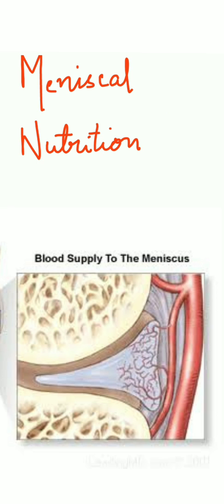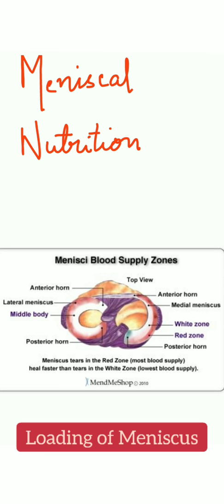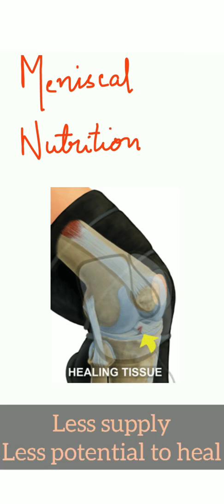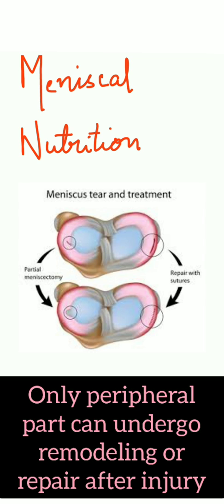The central portion depends on the diffusion of synovial fluid. It happens by loading of the meniscus either by weight bearing or by muscular contraction. Due to this, prolonged immobilization can cut off supply to the central portion. And the avascular nature of the central portion makes it difficult to heal after injury. Only the peripheral part can undergo remodeling or repair after injury.